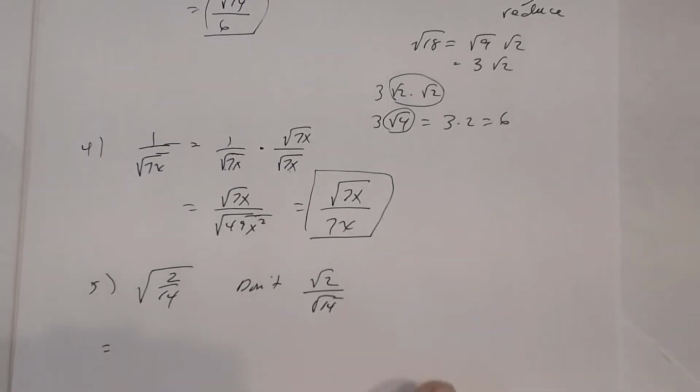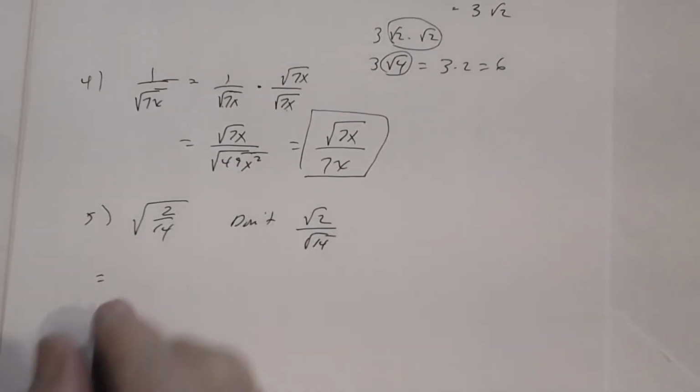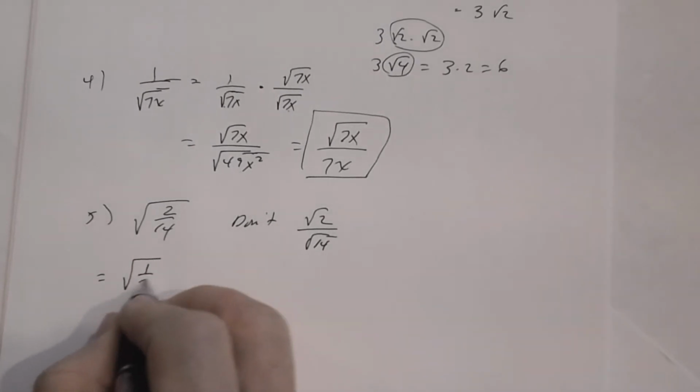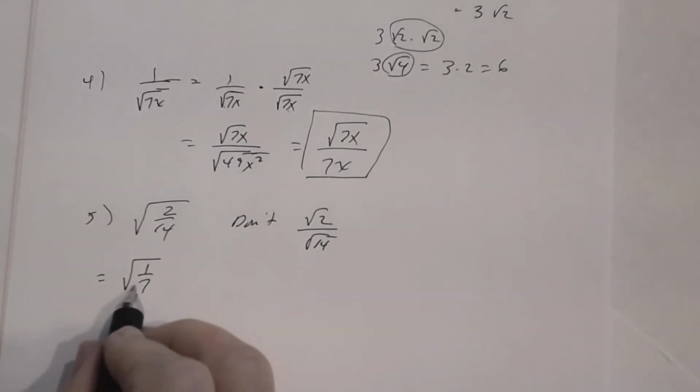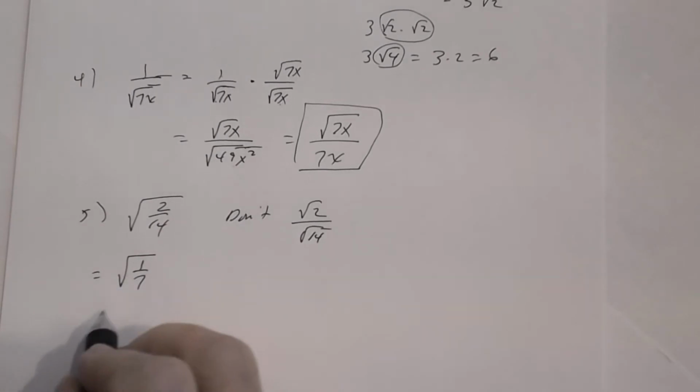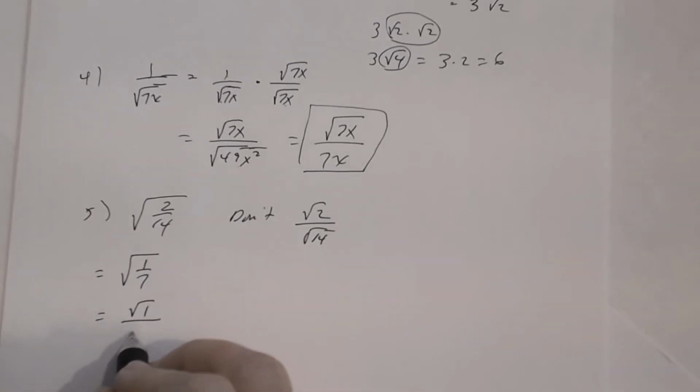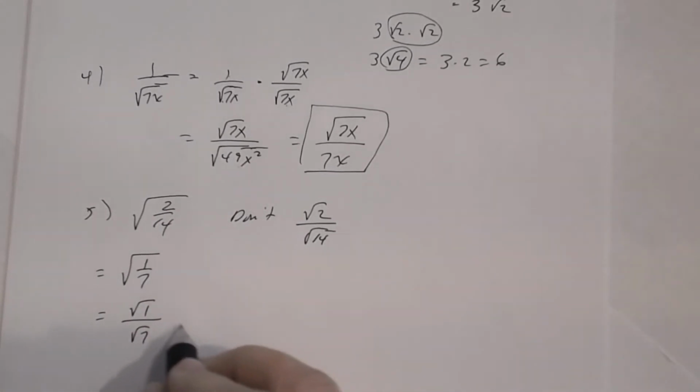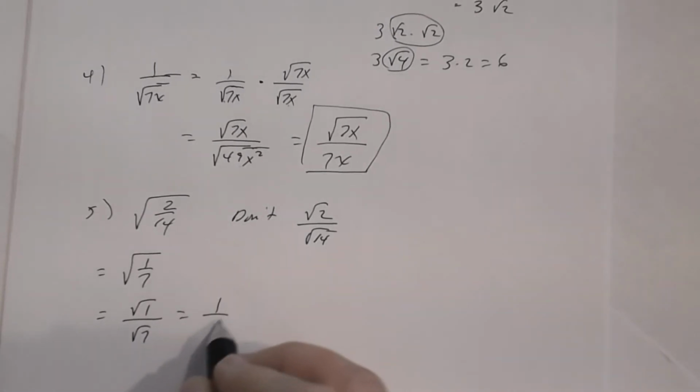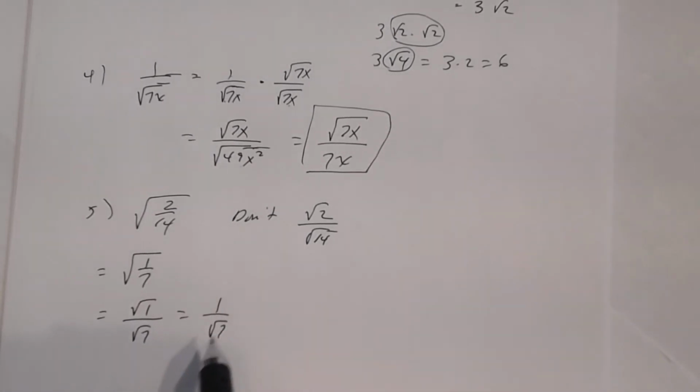And I'll come back and I'll do this one. But that's the approach I'm going to take. So I'm going to write this as the square root of 1 divided by 7. And then, using the quotient rule, I can write this as the square root of 1 divided by the square root of 7. And the square root of 1 is 1, so I get 1 divided by the square root of 7.